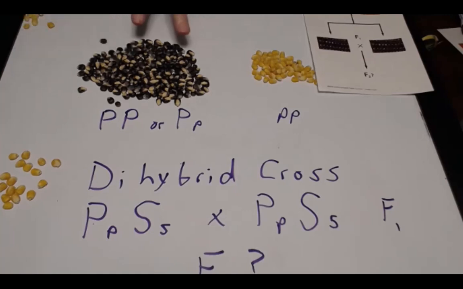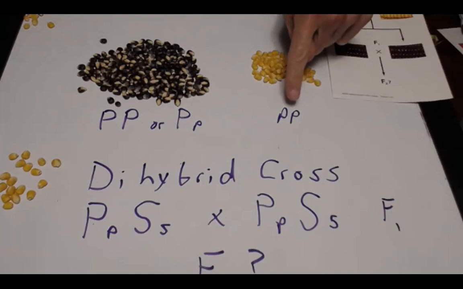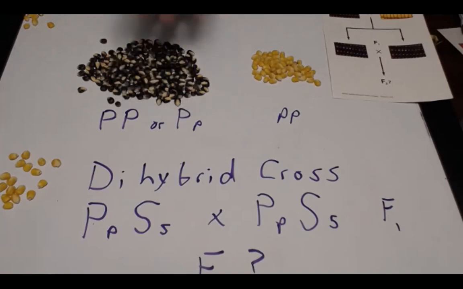Well, these purple ones have a genotype of either big P, big P, or big P, little p. And the yellow ones, remember, are only going to be little p, little p. They're going to be homozygous recessive. Well, if I sent you home with 100 kernels, we would expect 75 to be purple, 25 to be yellow. 75 purple, 25 yellow.